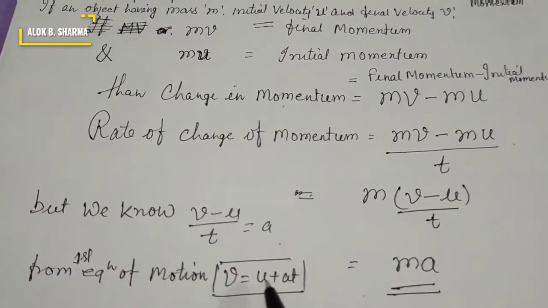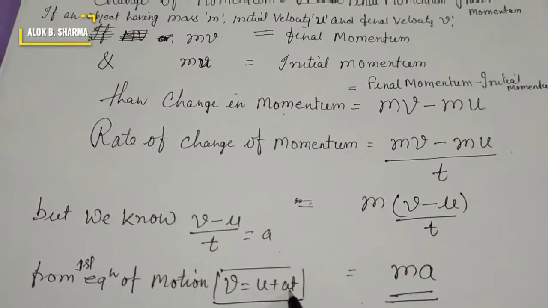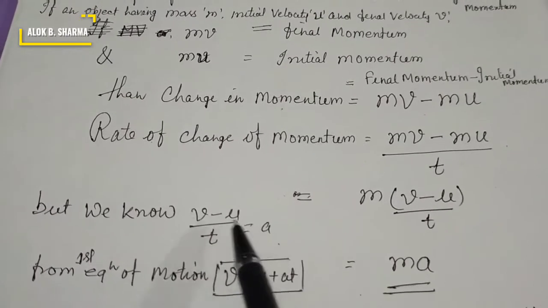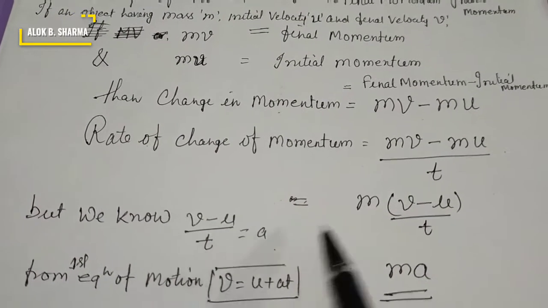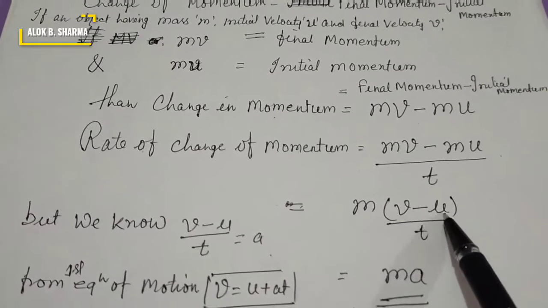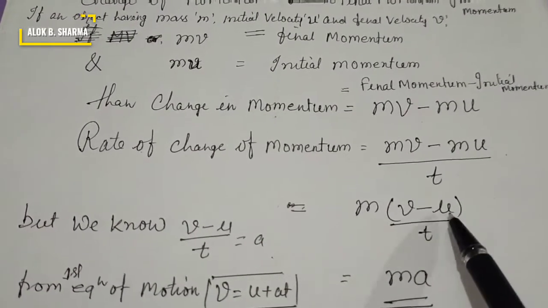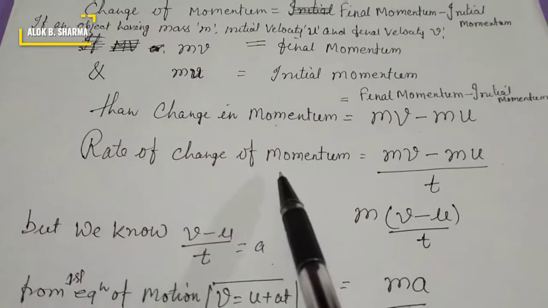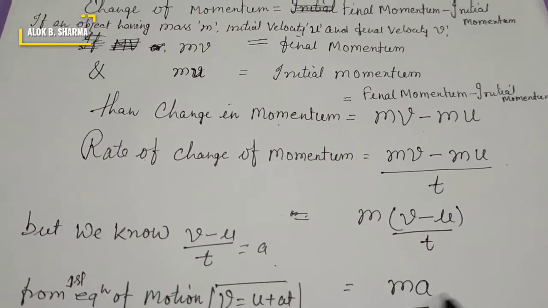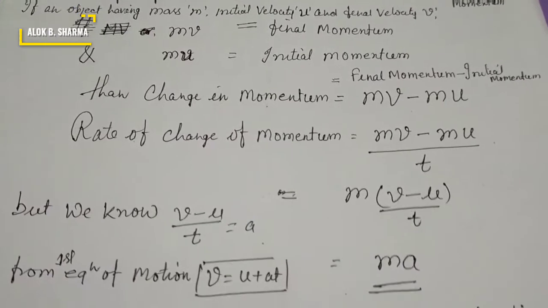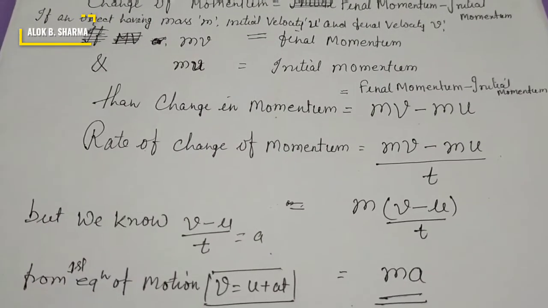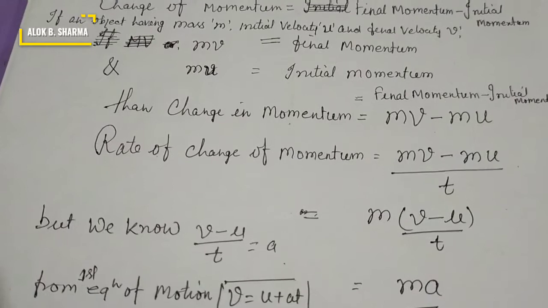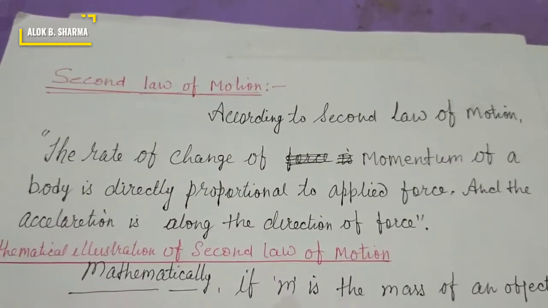We know that v equals u plus at, and transposing this we get a equals v minus u upon t. So in place of v minus u upon t, we put a, that is ma. It means the rate of change of momentum equals ma. This is the rate of change of momentum. Now see the explanation of the second law. So, Newton's second law of motion.